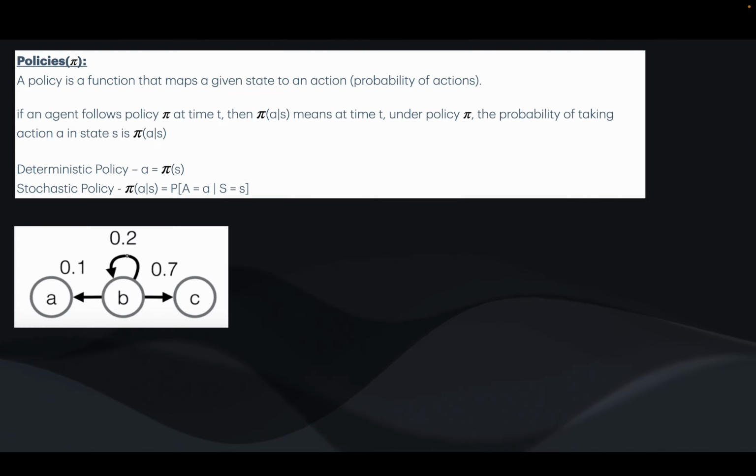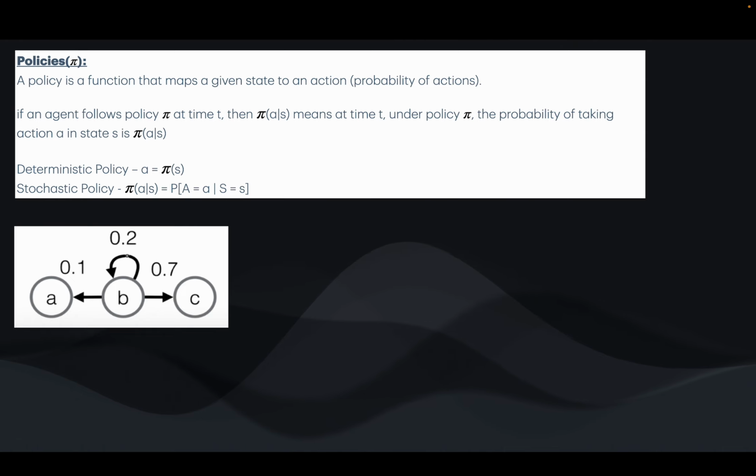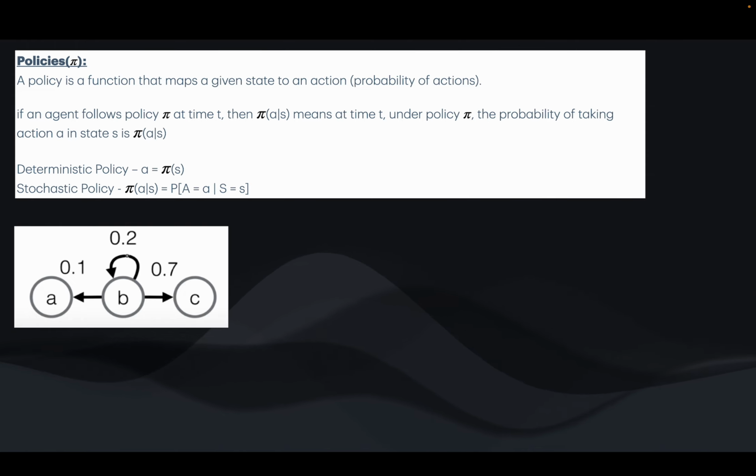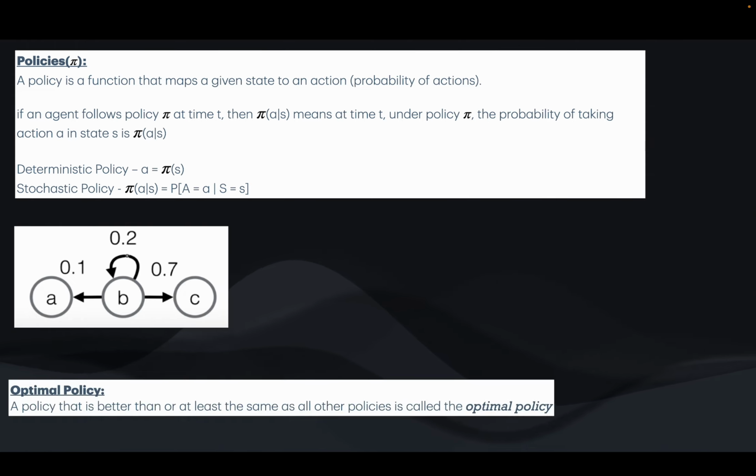If you are in a state and there is stochasticity in the environment, then if you want to move in a particular direction, it may not happen that you always end up in the desired location. There are probabilities associated with going left or right, and also a probability of remaining in the same state. This is a representation of the stochastic policy, where probabilities are associated with each action. For a stochastic policy, you need to use the probability as one of the parameters.